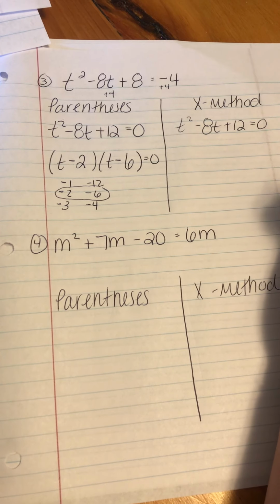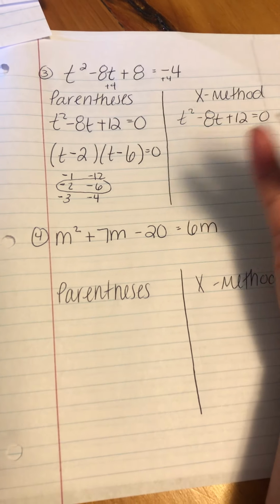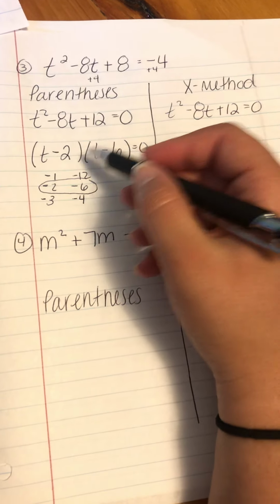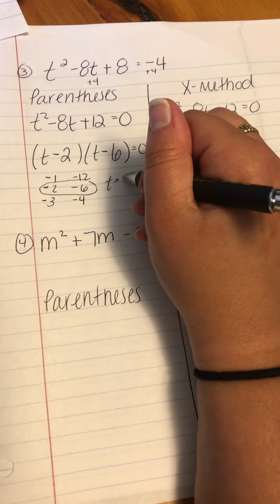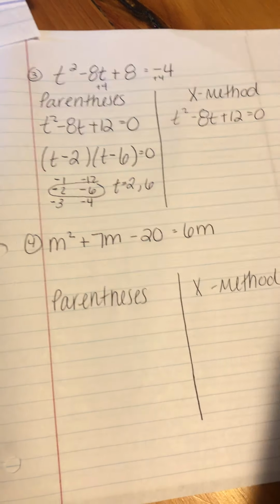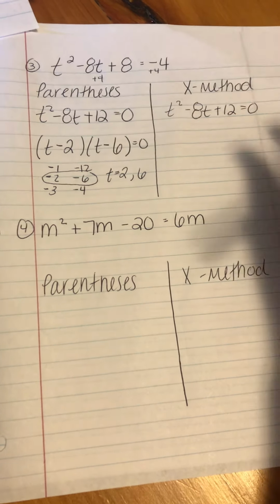And that's how we factor, right? That's the whole factoring method. If I told you to find the roots, you would set these both equal to 0. So you would end up with t equals +2 or +6.